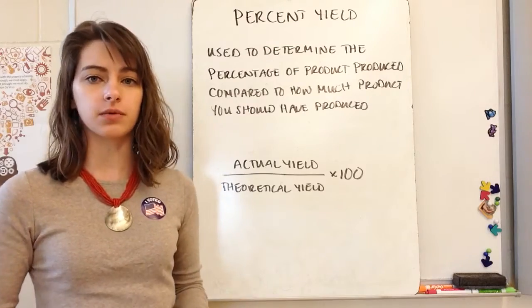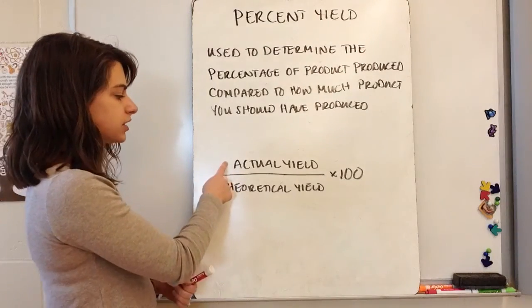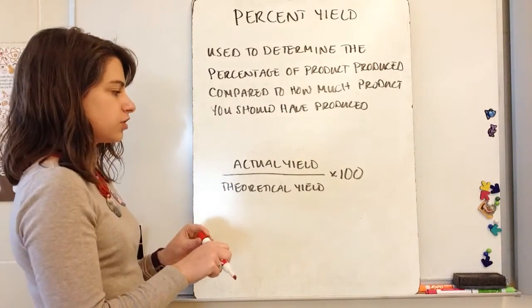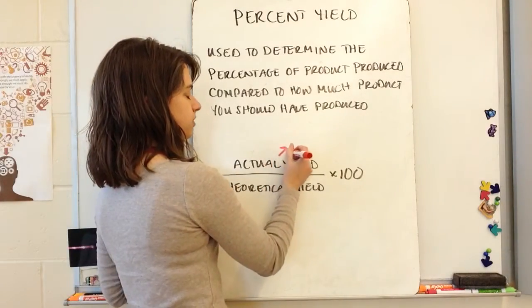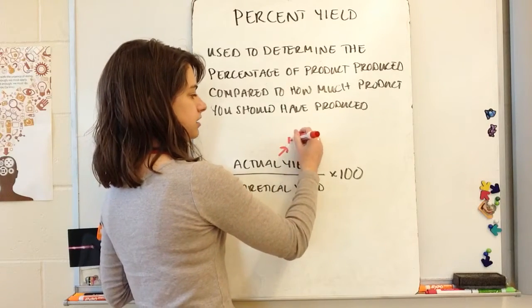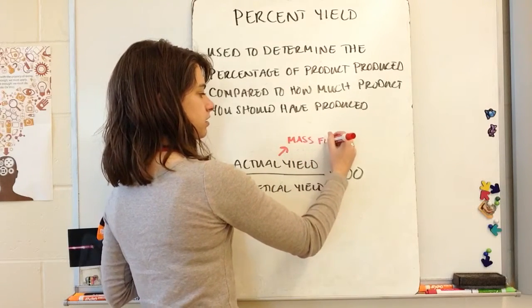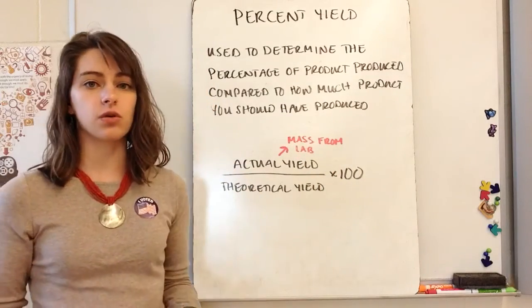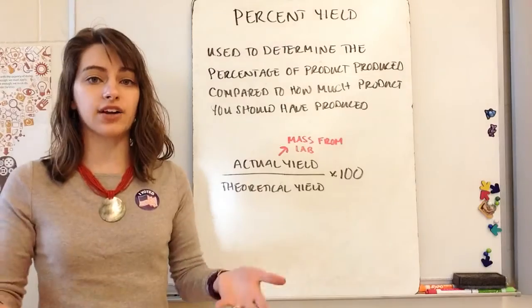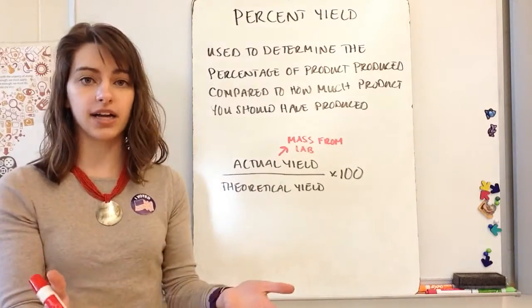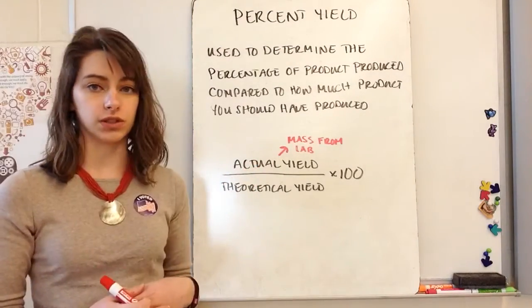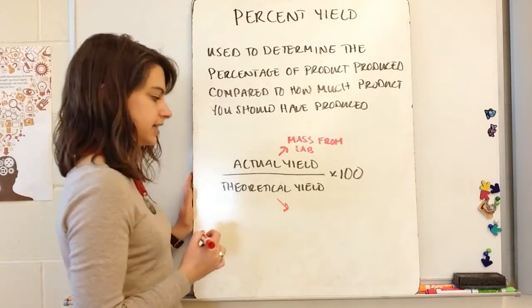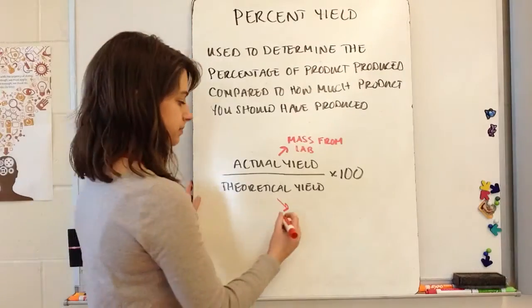And there's a simple equation that we're going to use for this. It's actual yield divided by theoretical yield times 100. Your actual yield would be a number that you get from lab, say, your mass from lab. Those are your results. So in a question, if it says you actually produce this much product, that's your actual yield. Theoretical yield is how much you should have gotten, and that's from stoichiometry.